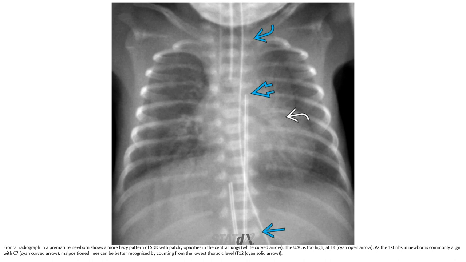Frontal radiograph in a premature newborn shows a more hazy pattern of SDD with patchy opacity in the central lung. The UAC is too high at T4. The first rib in a newborn is commonly aligned with C7. Malpositioned lines can be better recognized by counting from the lower thoracic level 12.